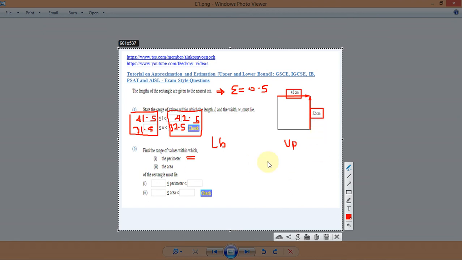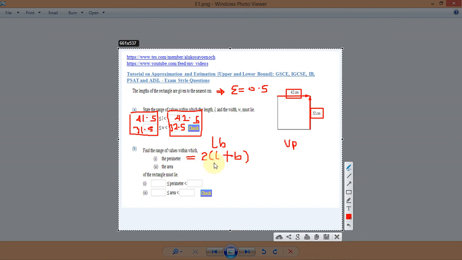For the lower bound now, I have 41.5 and 31.5. Don't mind me, that's the lower bound, not length times breadth. So this is the length here, this is the width here. So 2 into length plus breadth, right? That's the perimeter. So that is 2L plus 2B. Okay, 2L plus 2B, that's the perimeter.